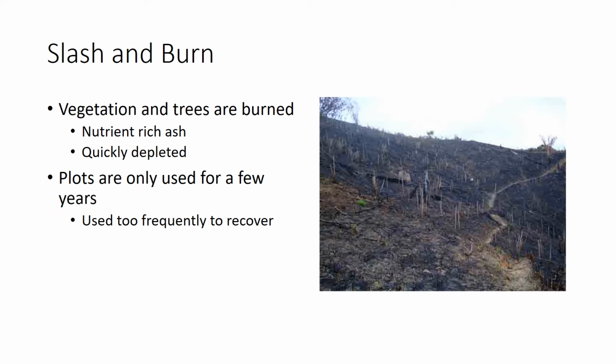So one agricultural practice is called slash and burn. What they do is they cut down the trees and vegetation, they put them in a big pile and burn them down. And so what that gives us is very nutrient rich ash. However, the trees aren't there to hold those nutrients in place, and it gets depleted very quickly. Because of that, plots are only used for a few years, and then you move on to the next part.